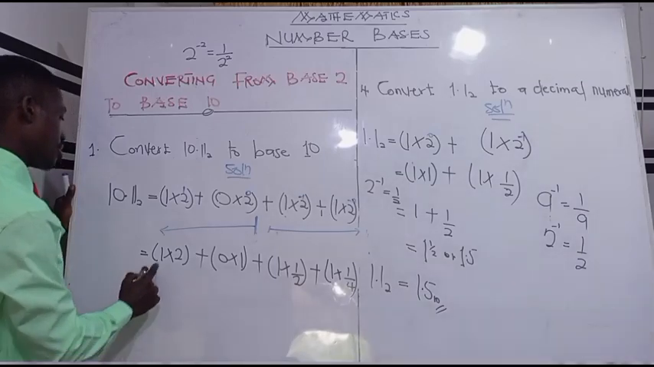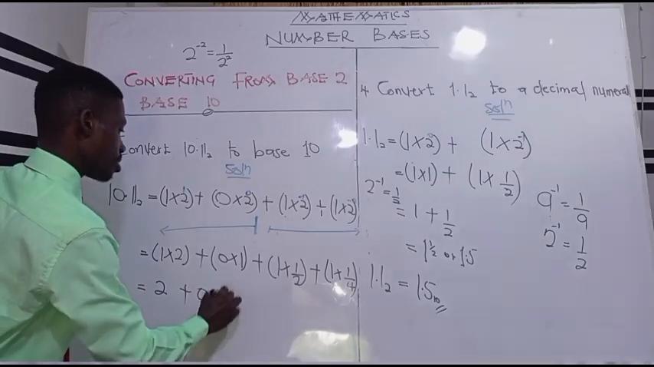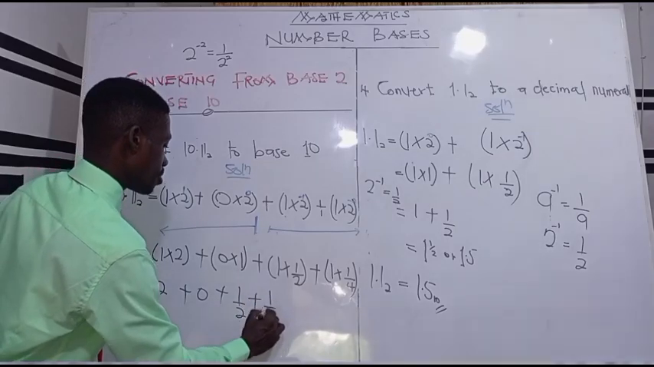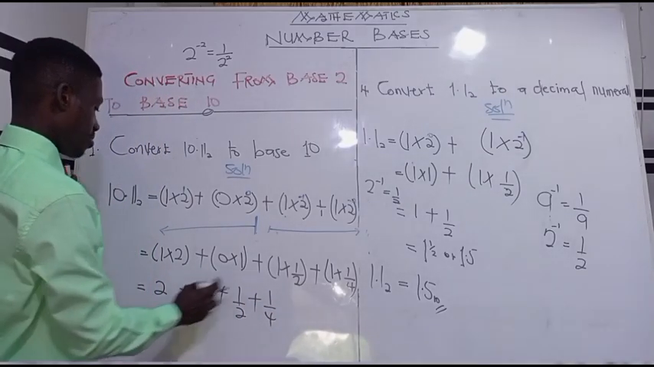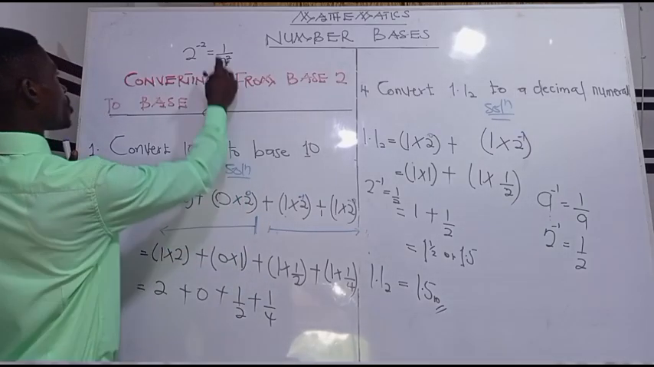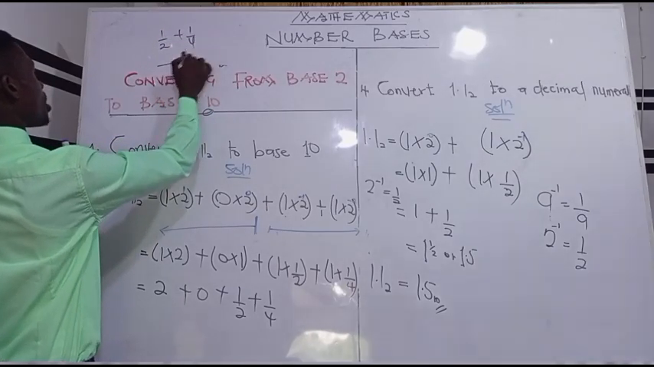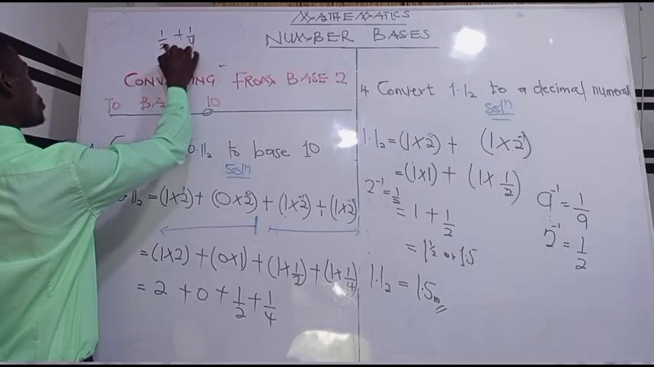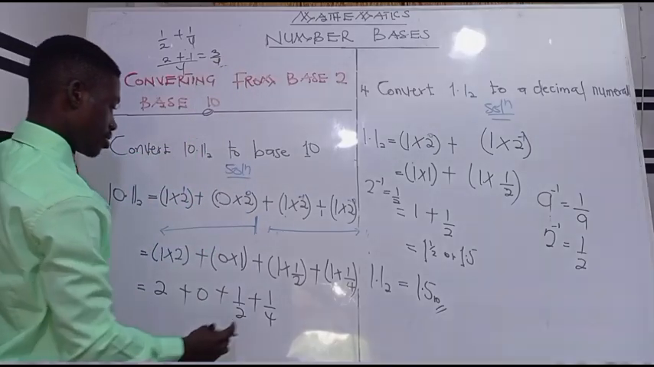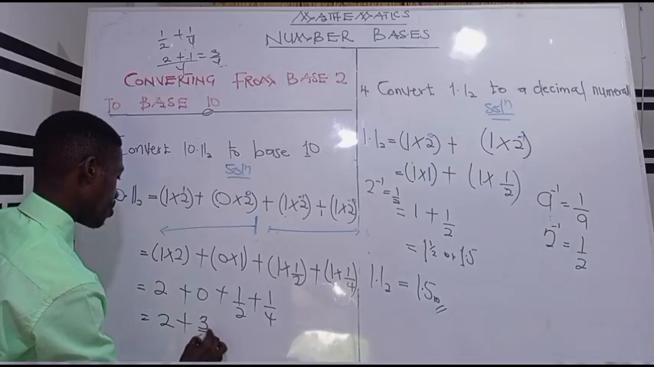So let's simplify. 1 times 2 will give us 2, plus 0 times 1 will give us 0, plus 1 times half will give you half, plus 1 times 1 over 4 will give you 1 over 4. So we have 2 plus 0 plus 1 over 2 plus 1 over 4. So let's have it here: 1 over 2 plus 1 over 4. We have 4. 2 into 4, 2. 2 times 1, 2 plus 1. So we have 3 over 4. So we are going to get 2 plus 3 over 4.